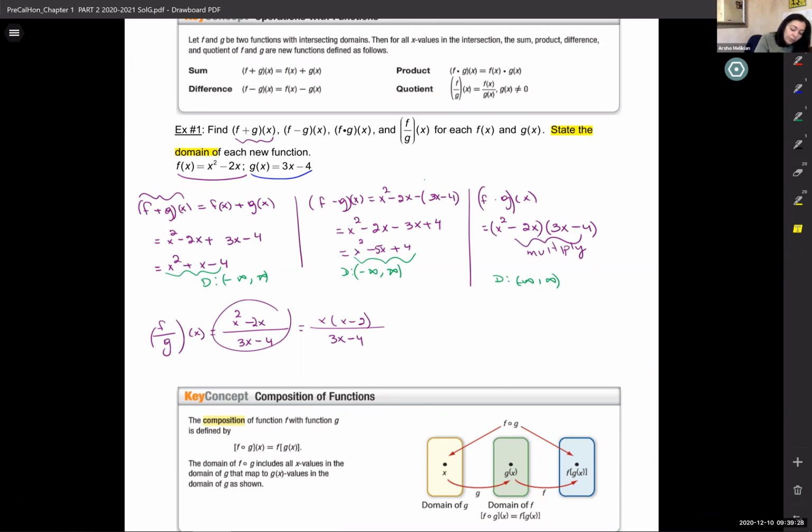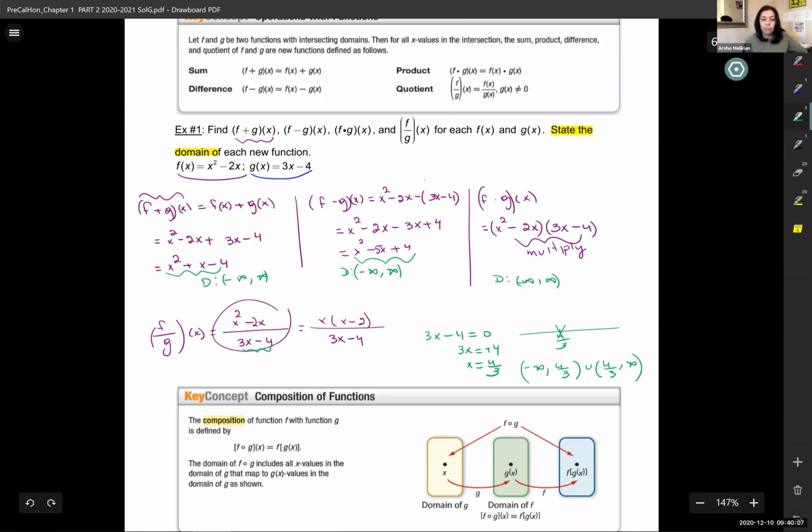The domain, however: we have a rational function. So 3x minus 4 should not equal 0, right? What value makes the denominator 0? 4 over 3. So that means my domain is everything but 4 over 3. So it's negative infinity to 4 over 3, 4 over 3 to infinity. Okay?